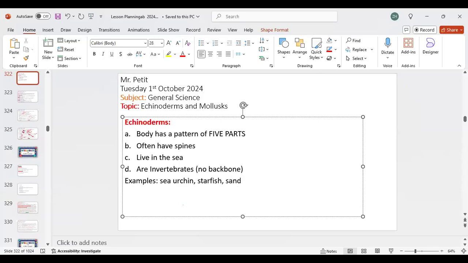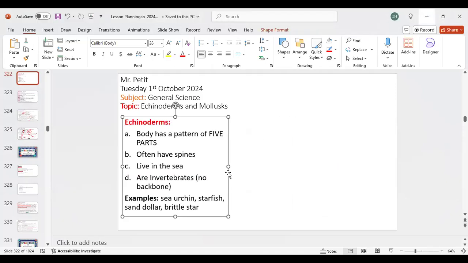Sand dollar. Brittle star. So starfish, sand dollar, sea urchin, brittle star. A sea cucumber. Sea cucumber, that's right. So these are examples of echinoderms.